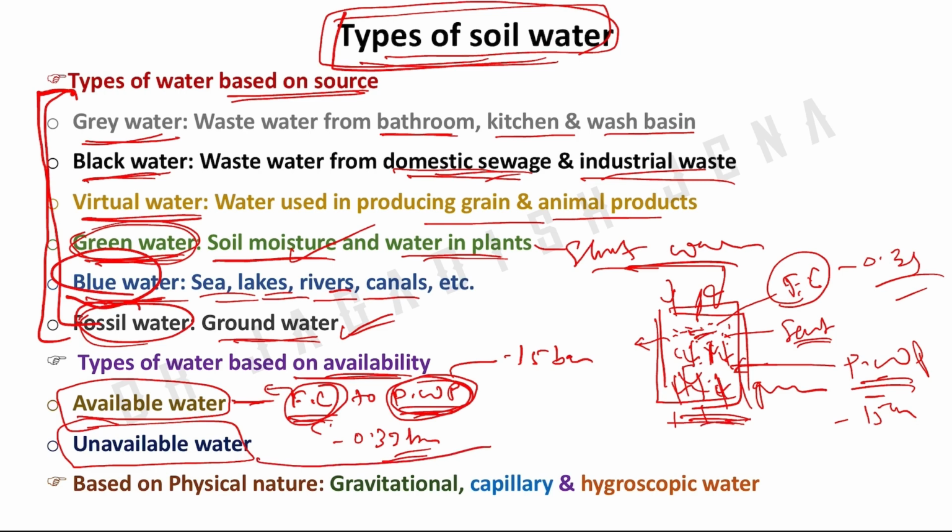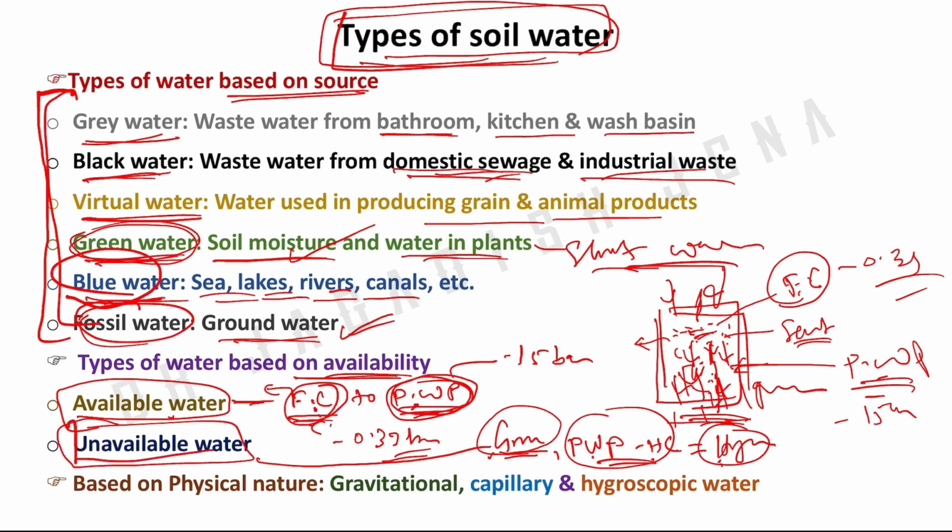Then unavailable water consists of gravitational water, that is the excess water present in the macropores that drained out to the groundwater. Another one is the water present from permanent wilting point to hygroscopic coefficient. And another is hygroscopic water, that is the water beyond the hygroscopic coefficient. We will talk later about permanent wilting point, hygroscopic coefficient and hygroscopic water. You have to remember that the water from field capacity to permanent wilting point is known as available water. Gravitational water, water from permanent wilting point to hygroscopic coefficient, and hygroscopic water are called unavailable water.